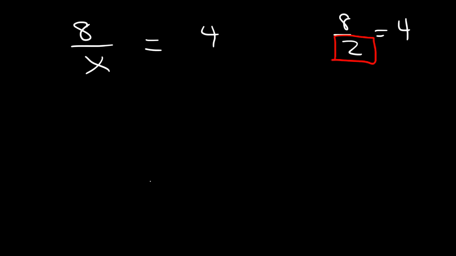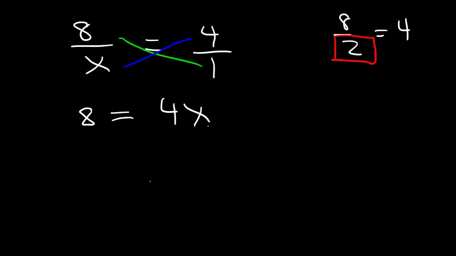But now how can we show work for this example? Well, here's a quick and simple technique. 4 is the same as 4 divided by 1. Whenever you have two fractions separated by an equal sign, you can cross multiply. 8 times 1 is 8. Don't forget to write the equal sign, and then we could multiply the other two. X times 4 is simply 4x.